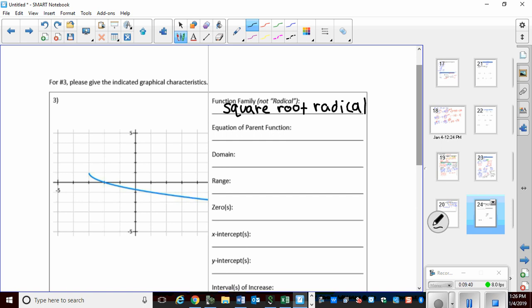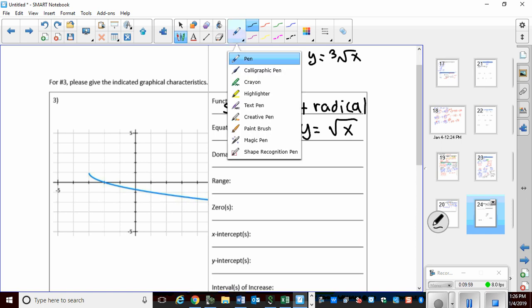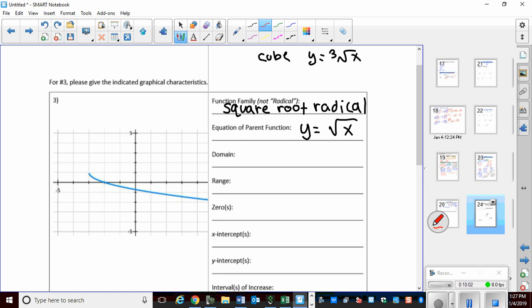Now, the equation of the parent function for square root radicals is y equals the square root of x. Remember, for cube roots, y equals the cube root of x, and so on and so forth. Now, the domain, starting at its starting point, my domain starts here. It starts at -3 and it continues all the way over towards positive infinity. So my domain is [-3, infinity).